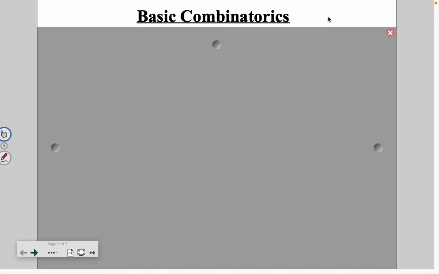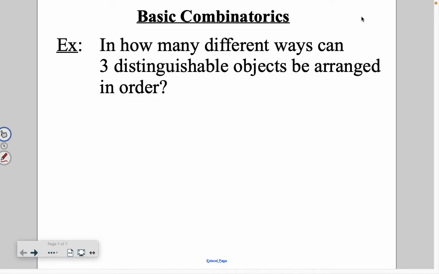So if you take a look at the first example here, this is going to get the idea. You're going to recognize some things in this lesson today. Okay? In how many different ways could we arrange three distinguishable objects in order, with order being taken into consideration? First question.